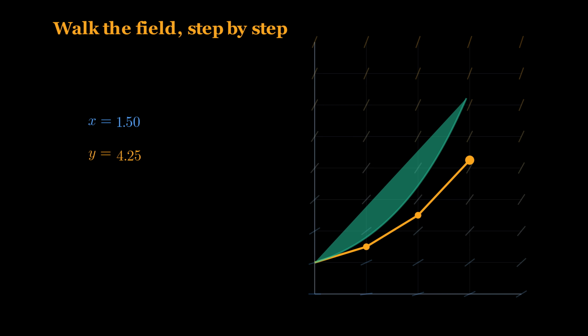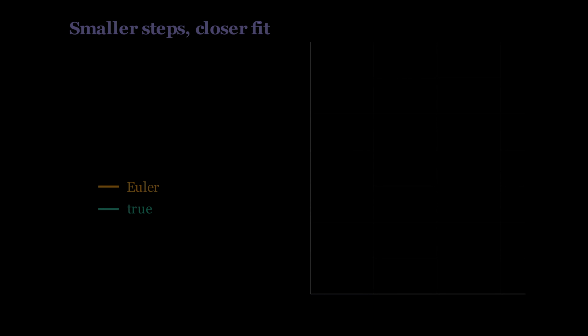Lay the true curve over it. The shape is right. It tracks the solution. But watch the gap. Each step adds a little more error than the last, so the shortfall grows as we climb. How do we shrink that error?